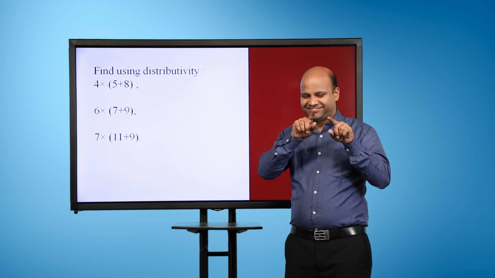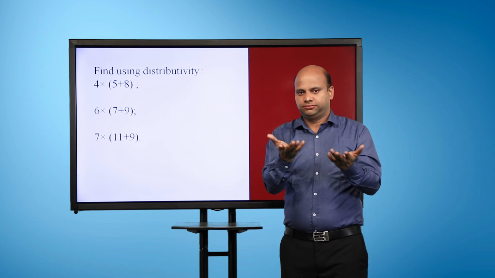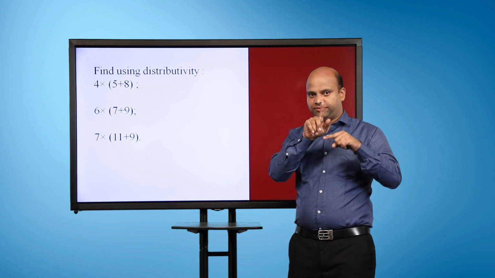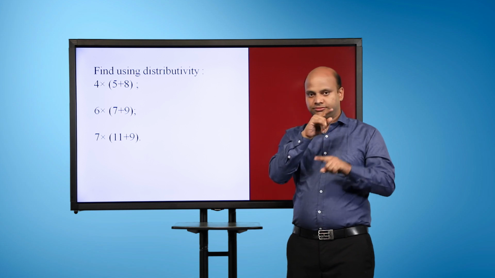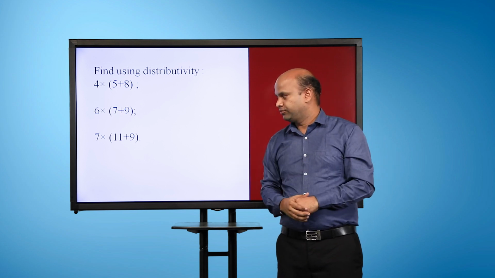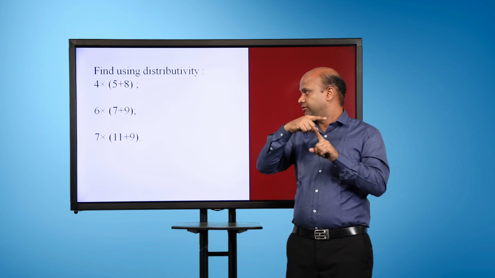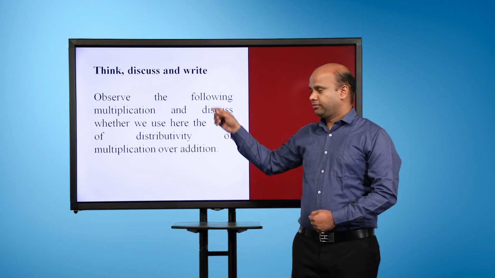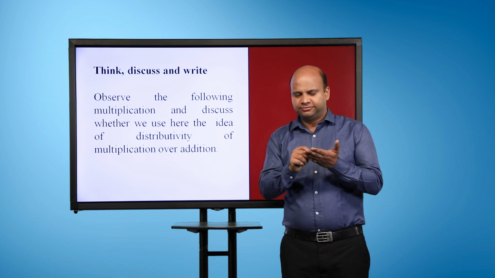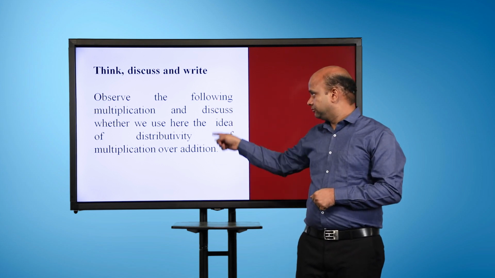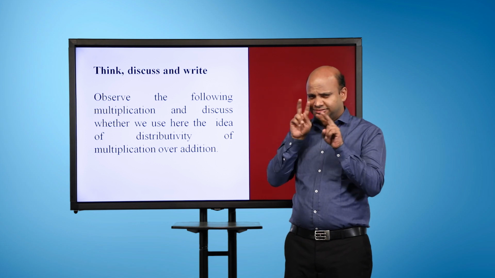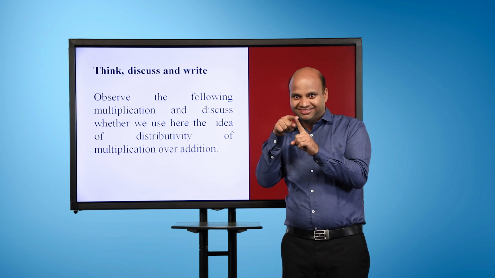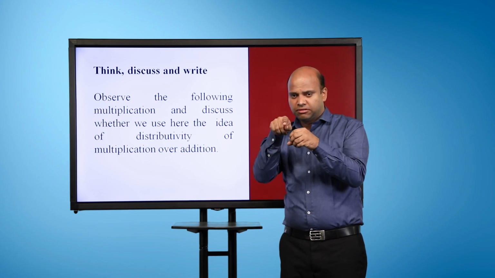Find using distributivity: 4 multiplied by, in brackets, 5 plus 8; 6 multiplied by, in brackets, 7 plus 9; 7 multiplied by, in brackets, 11 plus 9. Think, discuss and write. Observe the following multiplication and discuss whether we use here the idea of distributivity of multiplication over addition.